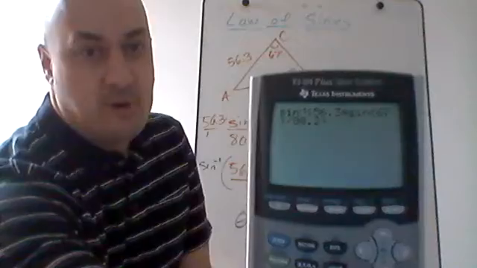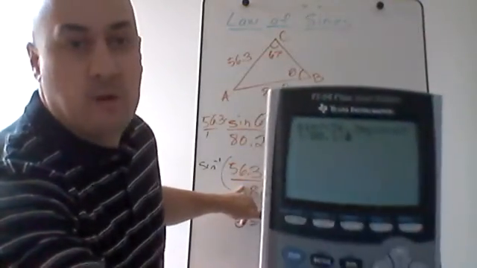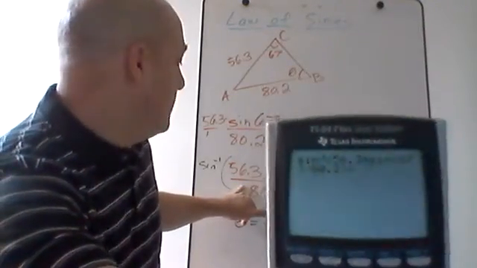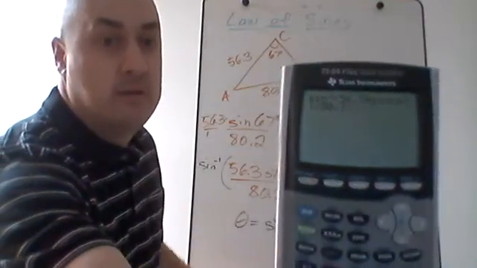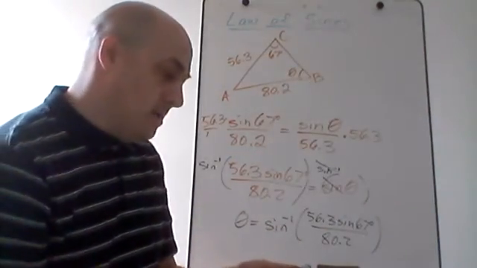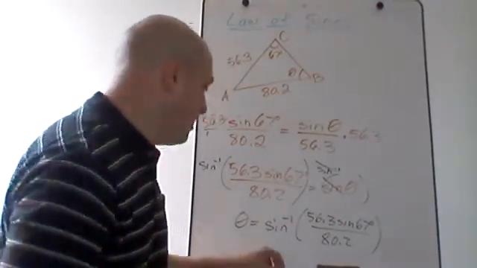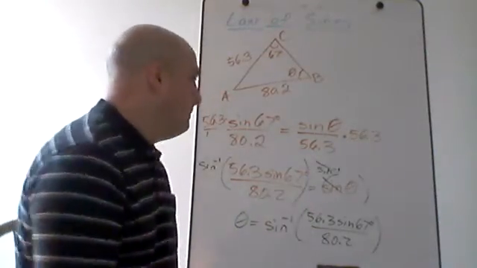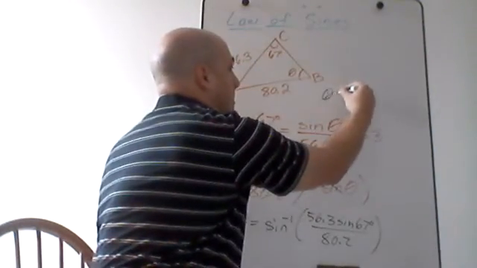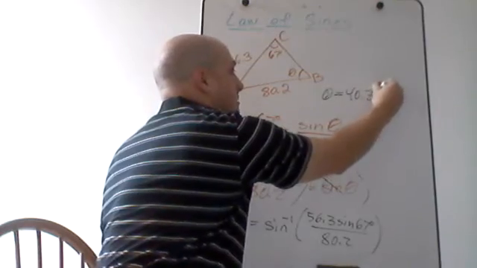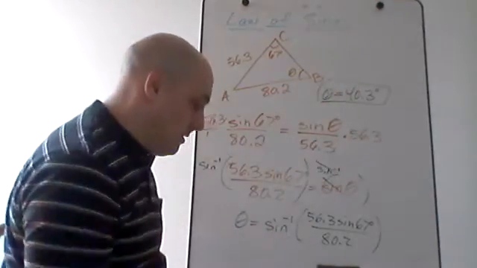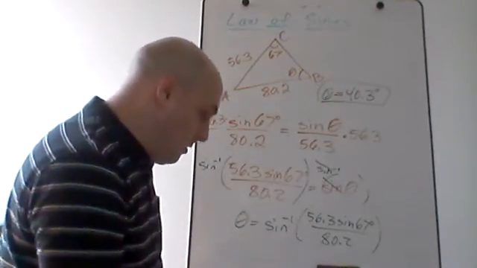So it's the sine inverse of all that stuff I had before, 56.3 times sine of 67 divided by 80.2, and then I hit enter and I get 40.25, so let's call that 40.3. So my angle theta is approximately 40.3 degrees. So that's how we can use the law of sines to solve for an angle.